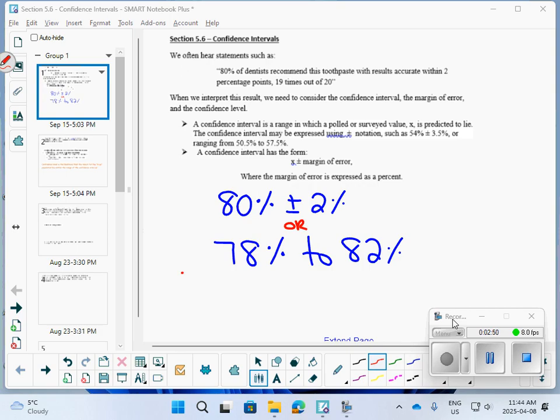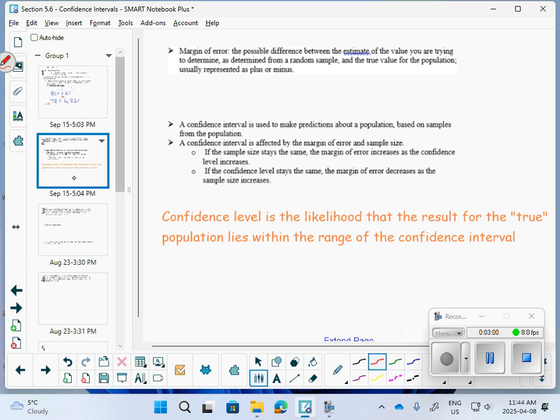Okay, we use this when we have to calculate actual numbers, okay? So we need to know how to write both. Margin of error is the possible difference between the estimate of a value you are trying to determine, as determined from a random sample, and the true value for the population, usually represented as plus or minus. So from our example above, it would be plus or minus 2%. Okay, that's our margin of error. So our margin of error goes into our confidence interval.